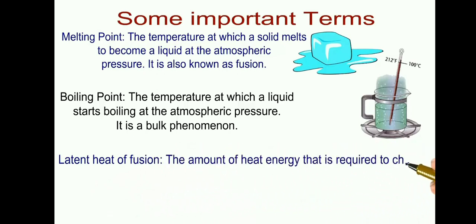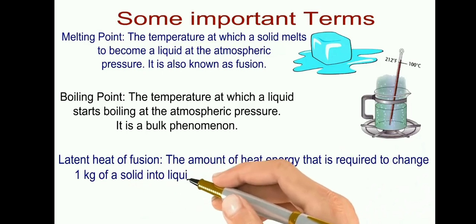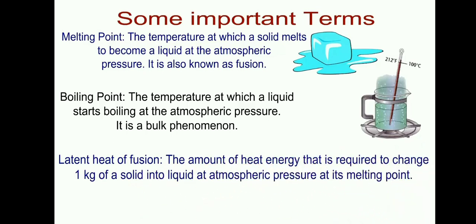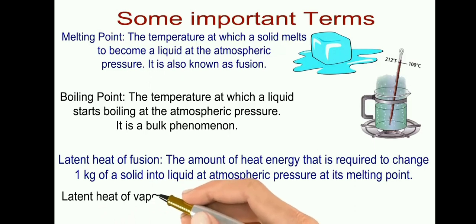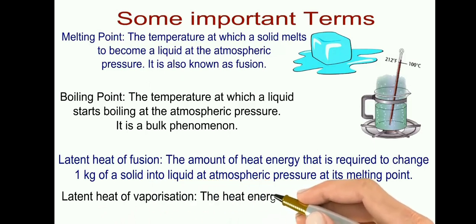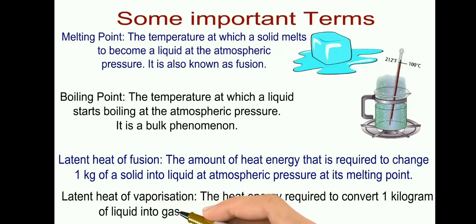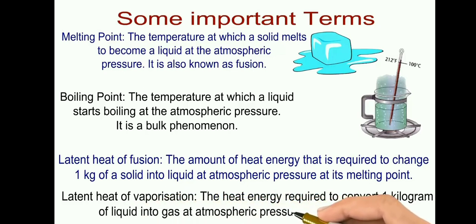Now we will look at the definition of latent heat of fusion. Here it is fusion. It means it is associated with solid. The amount of heat energy that is required to change 1 kg of a solid into liquid at atmospheric pressure is called latent heat of fusion. The heat energy required to convert 1 kilogram of liquid into gas at atmospheric pressure at its boiling point is called latent heat of vaporization.